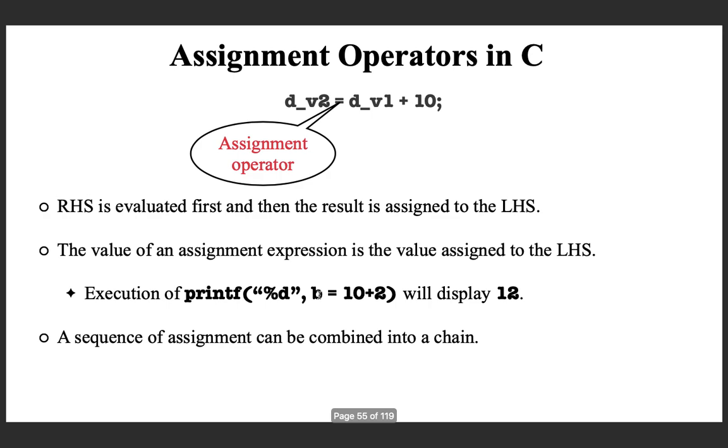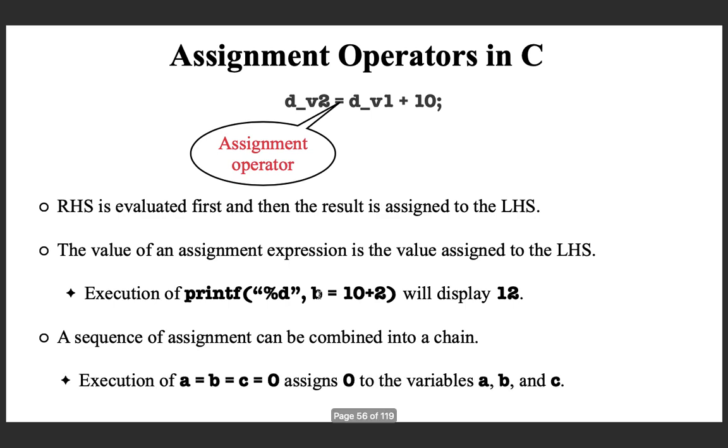And this enables a programmer to use a sequence of assignments as a single statement like this. You can say A equal to B equal to C equal to 0, which assigns 0 to the variables A, B and C. Why? Because C equal to 0 assigns 0 to C and also the entire value of this is 0, which is getting assigned to B. Then the entire expression becomes 0, which is assigned to A. So, this is what is called chaining. A chain of assignments happens in a single line.